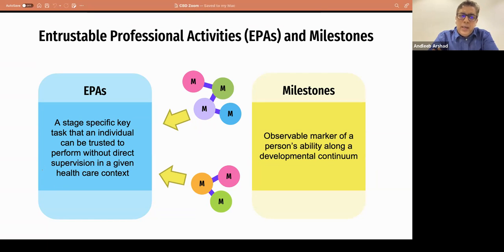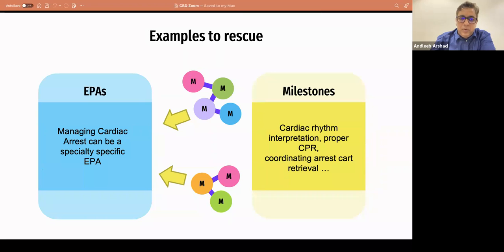Now, going more into what EPAs are. EPAs, as the words go, are entrustable professional activities. By definition, an EPA is a stage-specific key task that an individual can be trusted to perform without direct supervision in a given healthcare context. Milestones, meanwhile, are observable markers of a person's ability along their developmental continuum. The different milestones combine together to form an EPA. If I give you an example, it will be much easier.